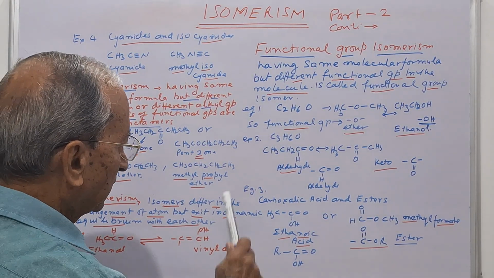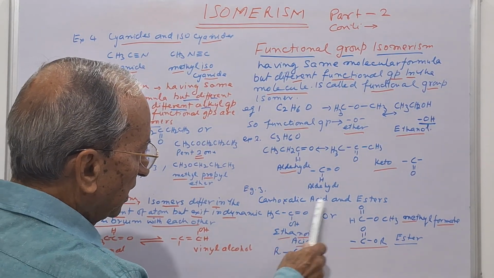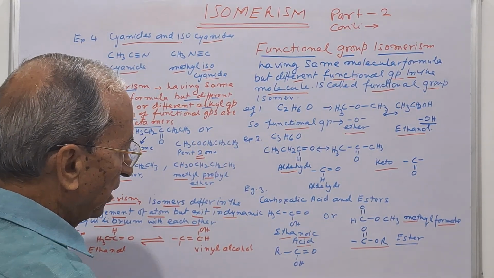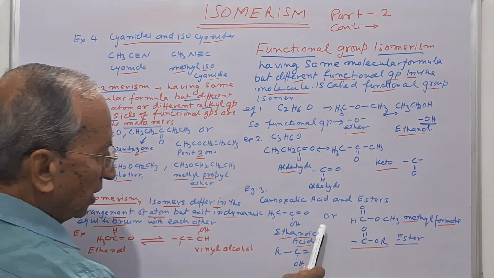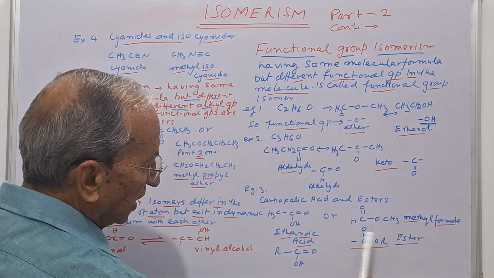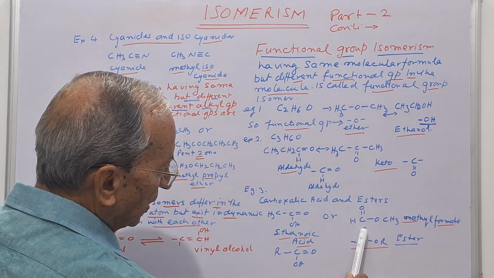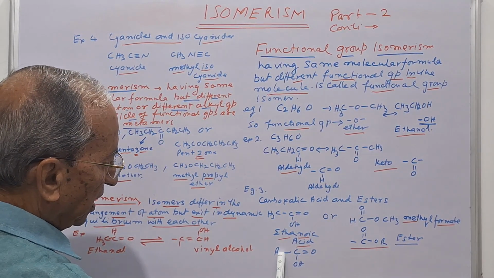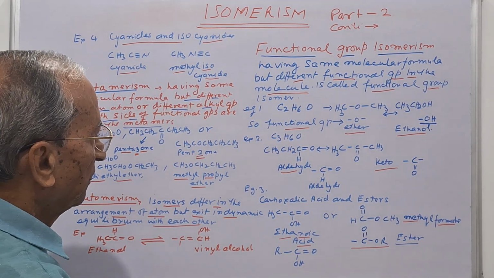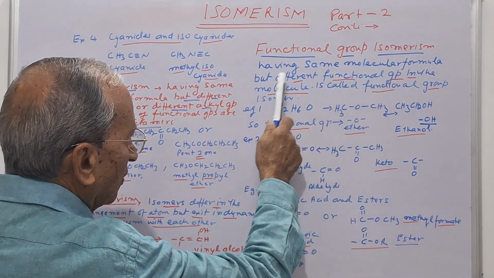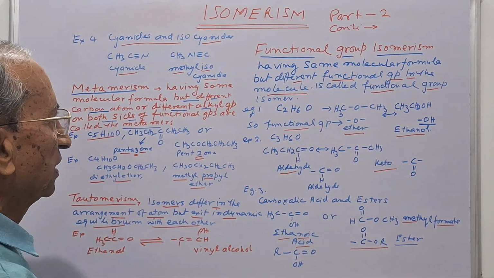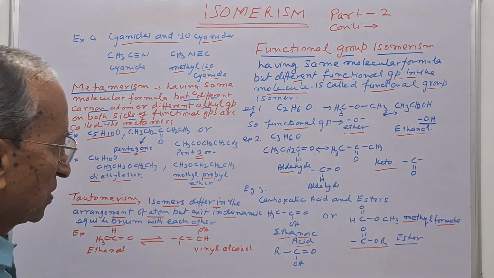Now if we take example 3, that is carboxylic acids and the esters, CH3COOH, that is ethanoic acid, or this COOH group may convert into the methyl formate, that is the ester. So here COOR, that is ester, and here RCOOH, that is the carboxylic acid. So the point is that if they have the same molecular formula but the functional group changes in the molecule itself, that is known as the functional group isomerism.